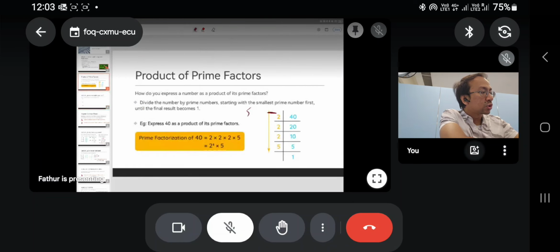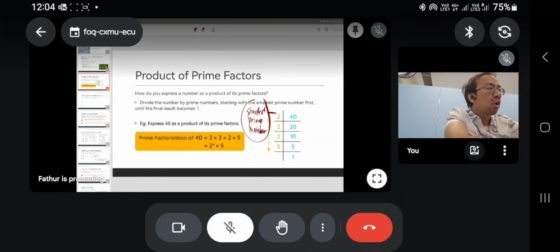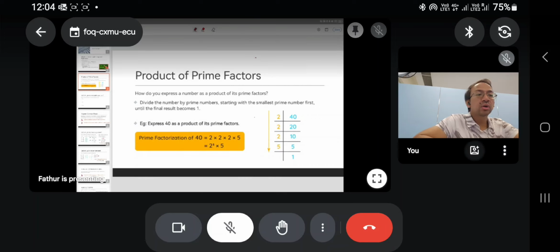Always start from the smallest prime number. Okay? Start with the smallest prime number. So for 40, divide by 2, you get 20, right? Then divide by 2 again, you get 10. So you keep on dividing by the prime numbers until you cannot divide anymore. Then you move on to the next prime number. And then you continue again until your final answer becomes 1.